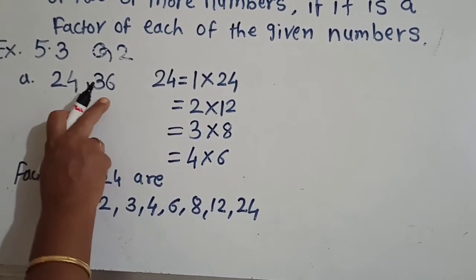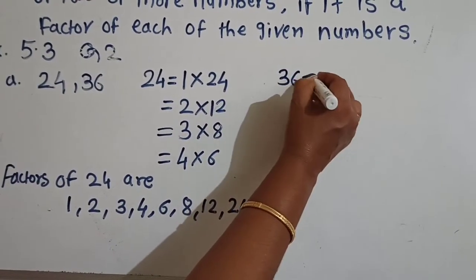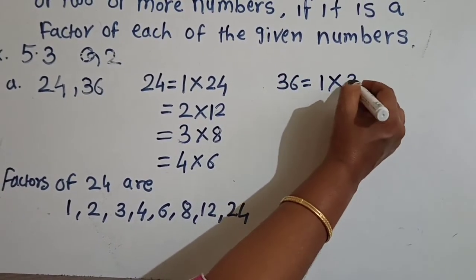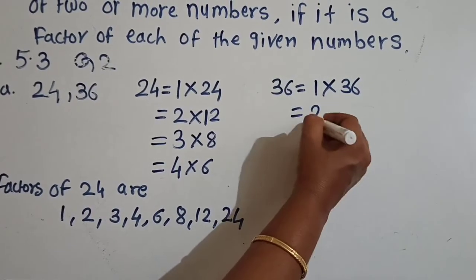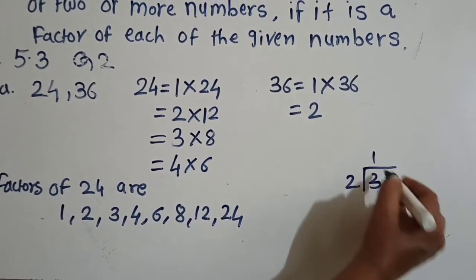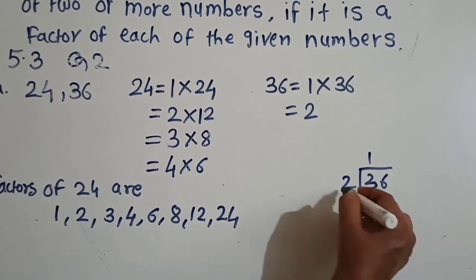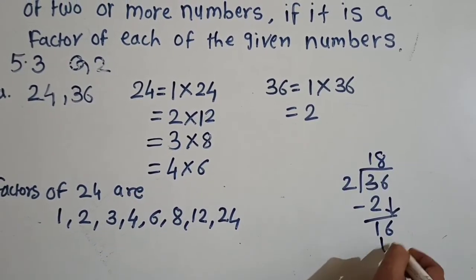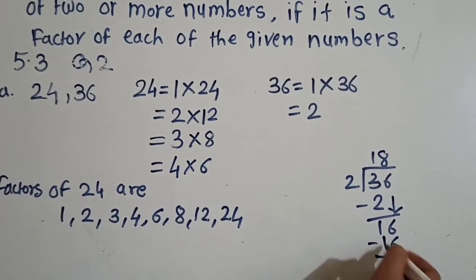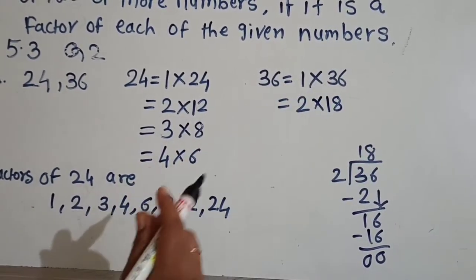Okay. Now we have to find out the factors of 36. 36 means 1 multiplied by 36. Yes. Then 2. How to? 36 divided by 2. 2 ones are 2. 3 minus 2 is 1. 6 means 2 eights are 16. 6 minus 6 is 0. 1 minus 1 is 0. So 2 eighteens are 36.